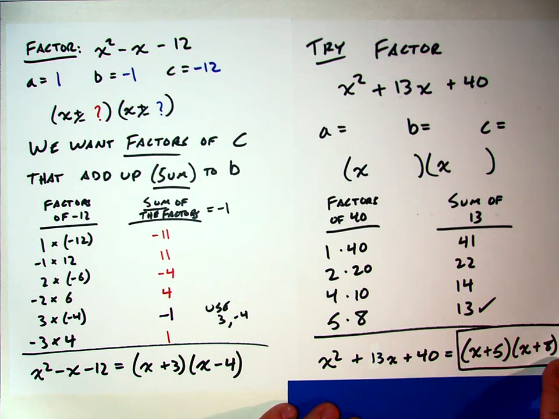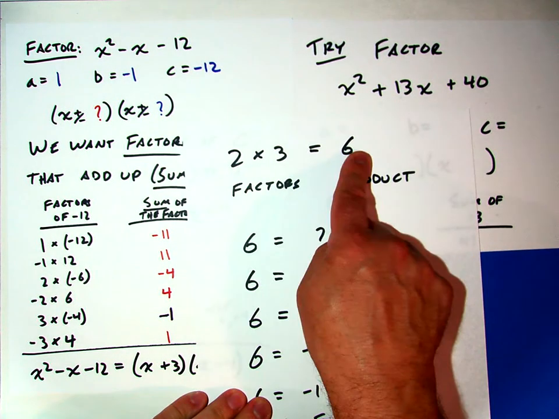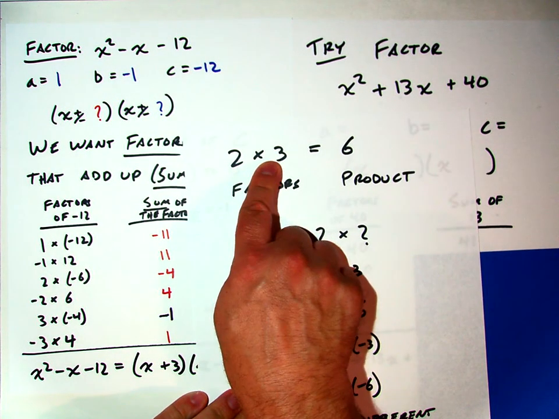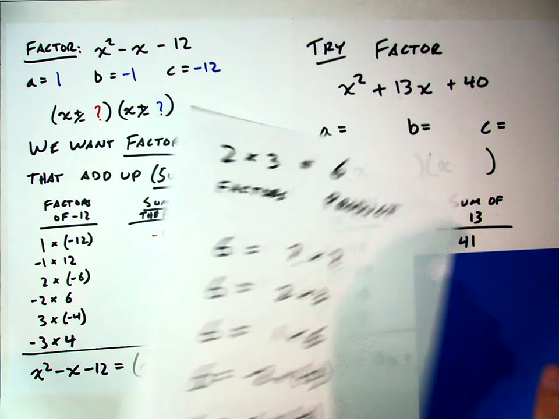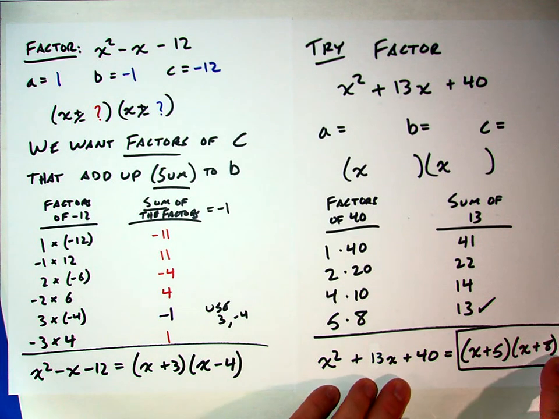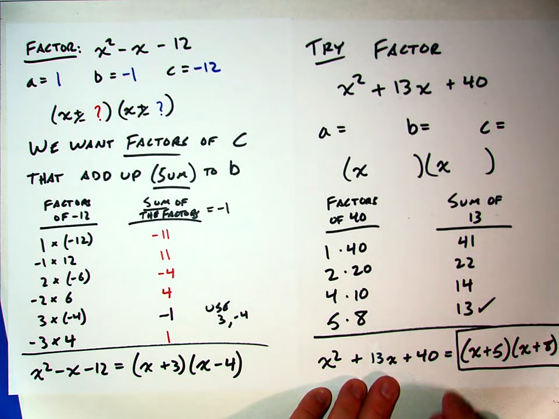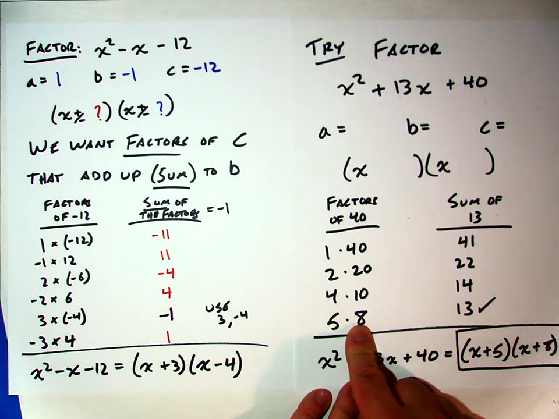And it doesn't matter which order you write these. You could have written x plus 8 and x plus 5, because if we go back to when I just talked about factors in a product, 2 times 3 is 6. If I switched it to 3 times 2, is that still going to equal 6? And it does. So the order you write the factors doesn't matter. You just have to make sure you put them both in parentheses to show that the parentheses multiply each other. And that is the answer. The other factor pairs do not have the correct sum. Even though these all multiply to 40, they don't all add up to 13.